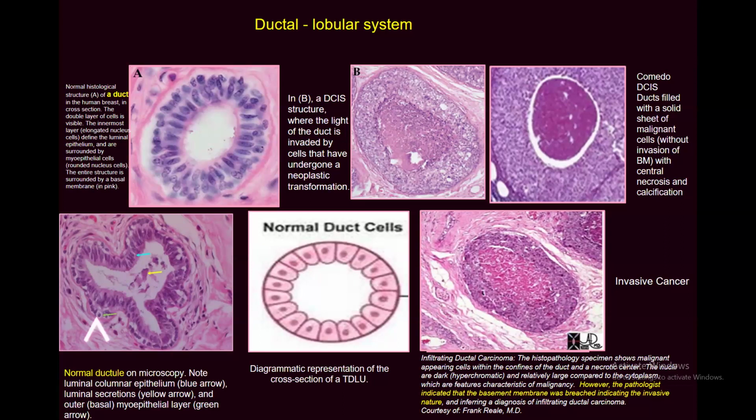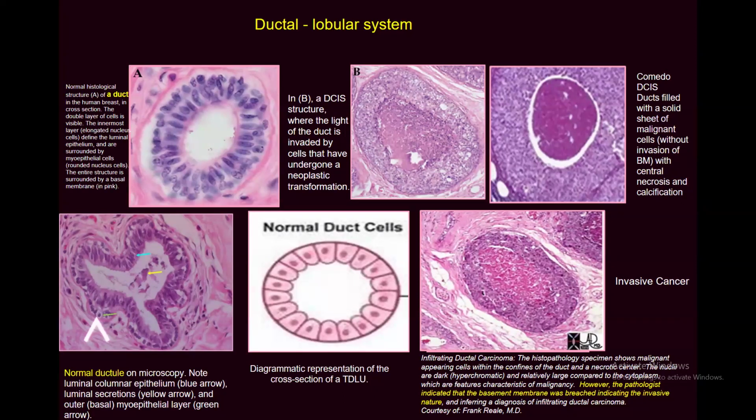But because the basement membrane is intact, we call it DCIS. It is still contained. Even if there are cells and necrosis and all this, because it is contained within the duct or lobule, this is carcinoma in situ. You can get the necrosis and the calcification, but it is still in situ as long as the basement membrane is not invaded.